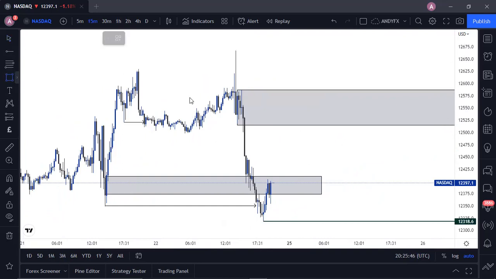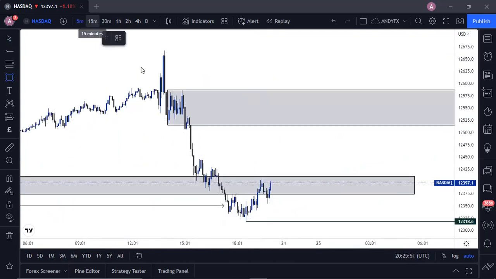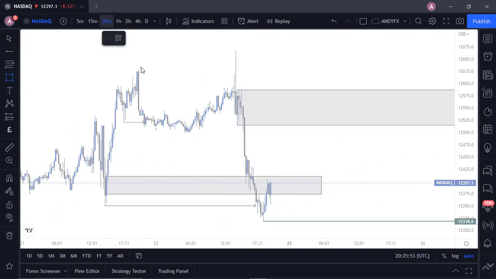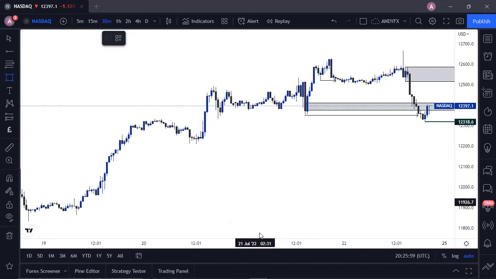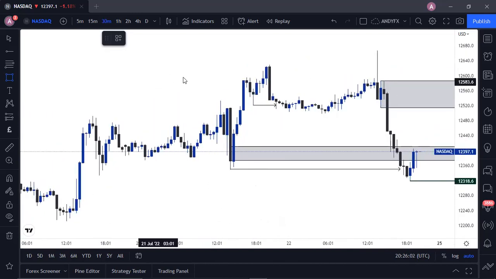So let me see. I don't usually use M5. I don't really use M5 most of the time. I use M30 for my entries.